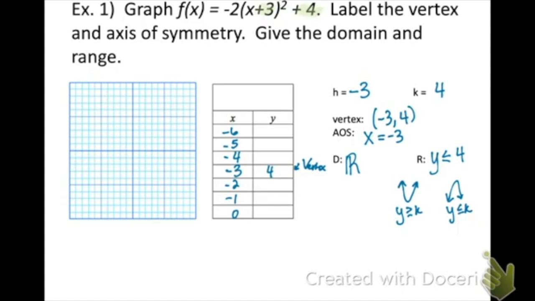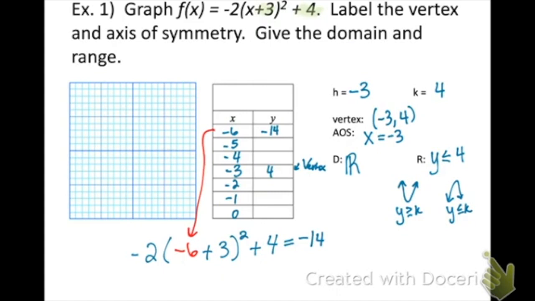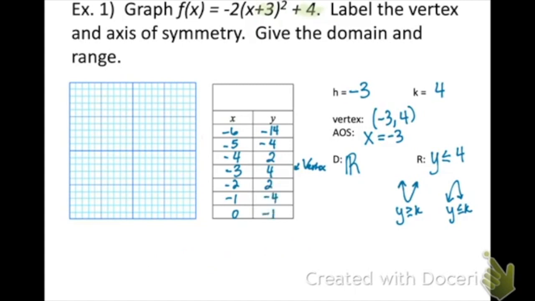Now we're going to plug each of these x values into our equation to see what the y coordinates of each point are. If we plug -6 into the equation, we're going to get out -14. If we plug -5 into the equation, we will get out -4. And if we plug -4 into the equation, we get out 2. Since we set up our table with our vertex in the middle, we know that the other y values here are just going to be 2, -4, and -14.